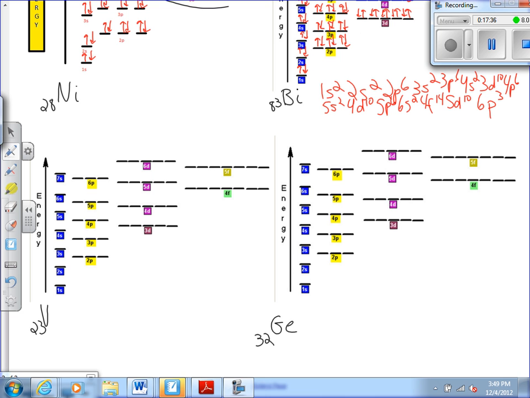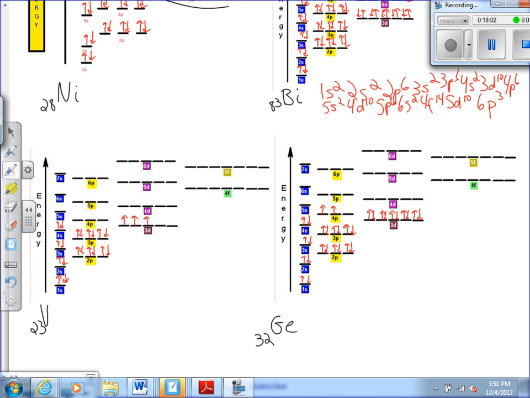Okay, so now I want you to practice these 2 on your own. I'm going to fill them in. I want you to pause. Don't forget the number of protons is how many electrons go into the orbital diagram for neutral atoms. And these are neutral atoms. If we had ions, we would either add or subtract electrons. So you pause, and the answers are about to show up. And here are your answers.